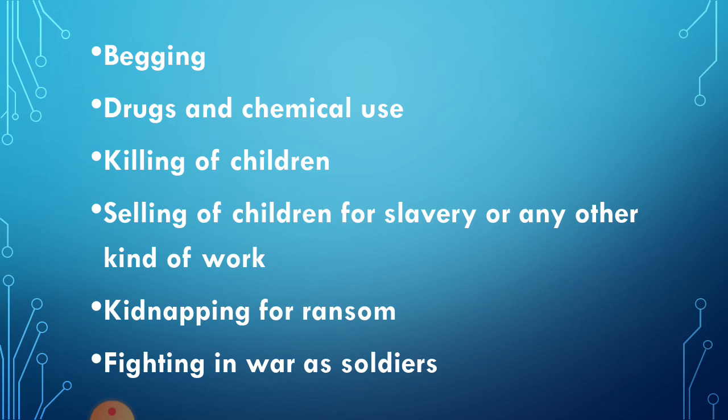Drugs and chemical use. These habits are addictive and very harmful. Parents need to monitor the habits of their children. Killing of children, especially a girl child. If a girl is born instead of a son in many families, this act is very worst. Government should make strict laws to protect girls and boys also.